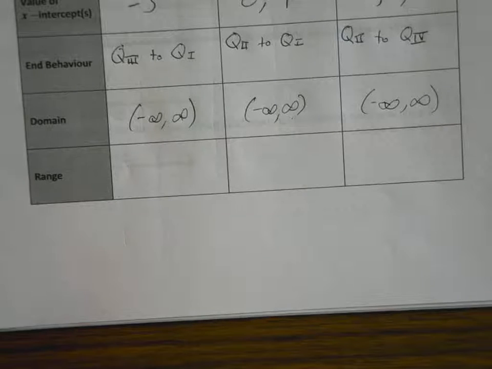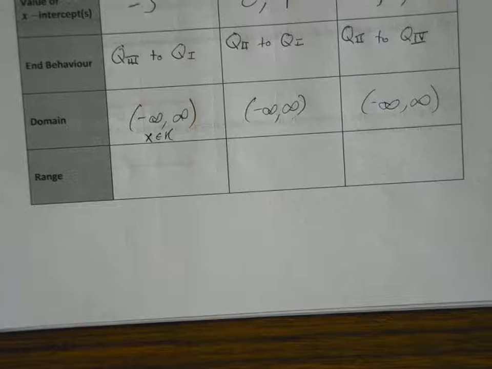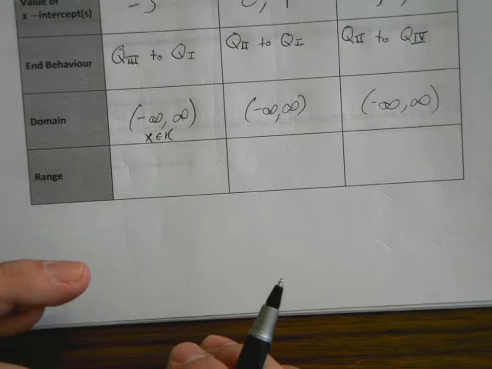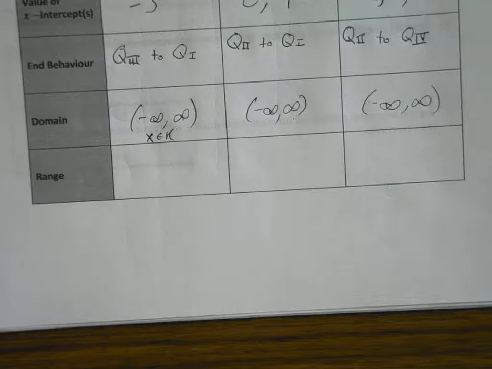Yes, for all polynomial functions, the domain is from negative infinity to positive infinity. So for all linear, quadratic, and cubic functions, same domain. They all go left forever and right forever. The range for a linear and a cubic is the same.